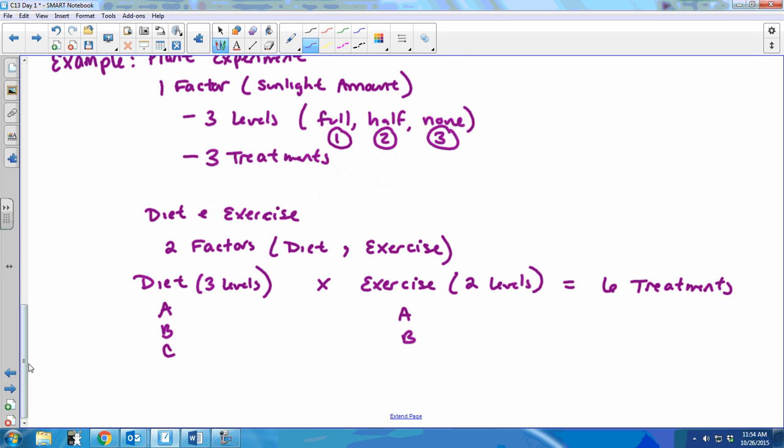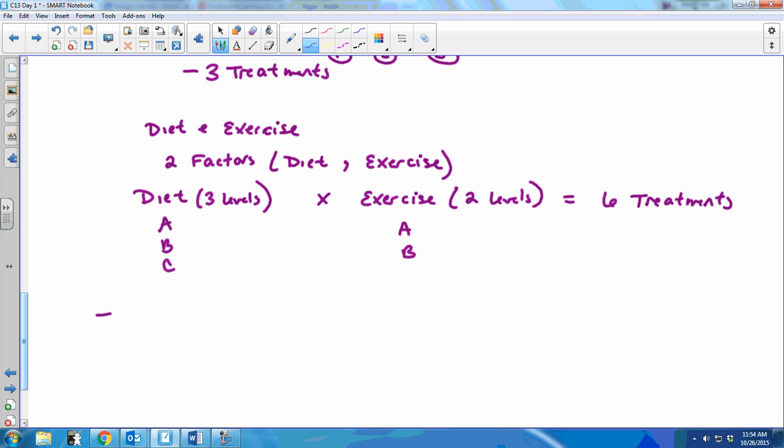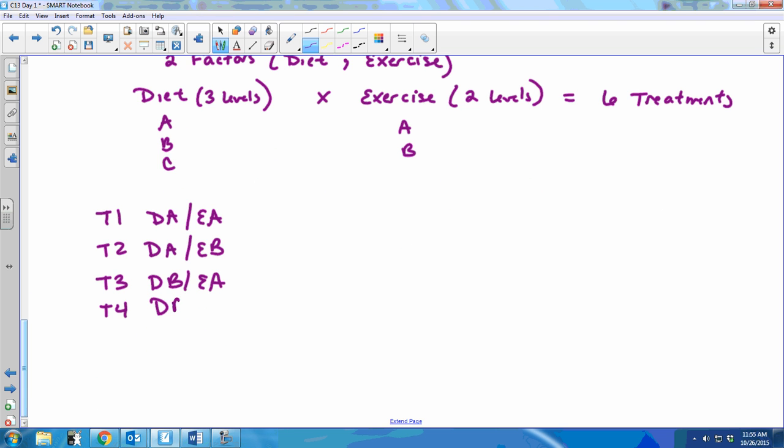You don't have to write all these down, but I would have diet A and exercise A, diet A and exercise B, diet B and exercise A, diet B and exercise B, diet C and exercise A, and diet C and exercise B. Right? That's all the combinations of all the different levels. So I have 6 groups, 6 treatments, and I would take all my participants and randomly assign them to those 6.